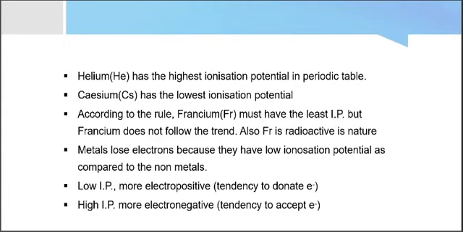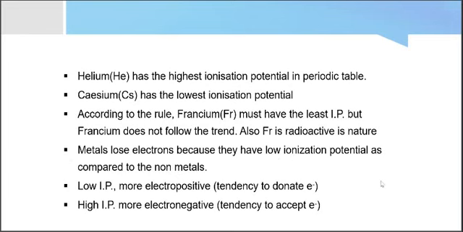Helium has the highest ionization potential in the periodic table because it has the highest nuclear charge in the first period. Cesium has the lowest ionization potential because it has the highest number of shells in the first group. Ideally, francium should have the least ionization potential, but it does not follow the rules, and also francium is radioactive in nature. So cesium has the lowest ionization potential in the periodic table.